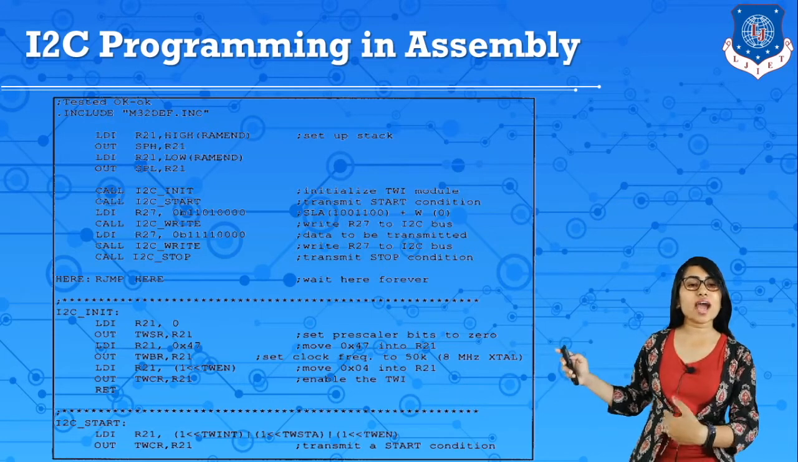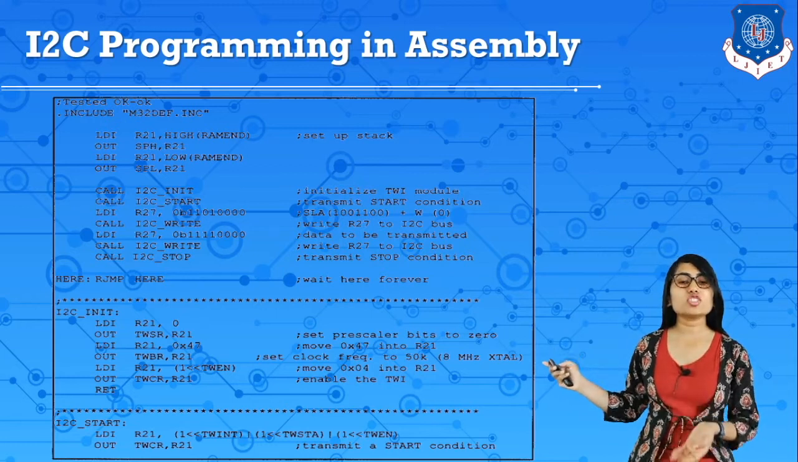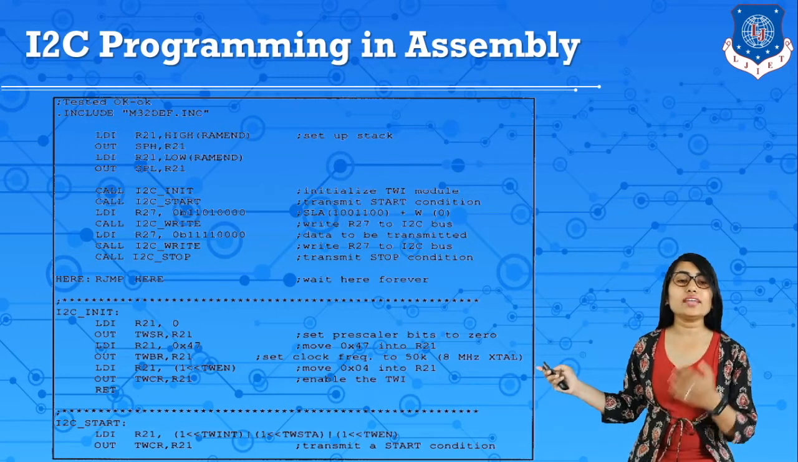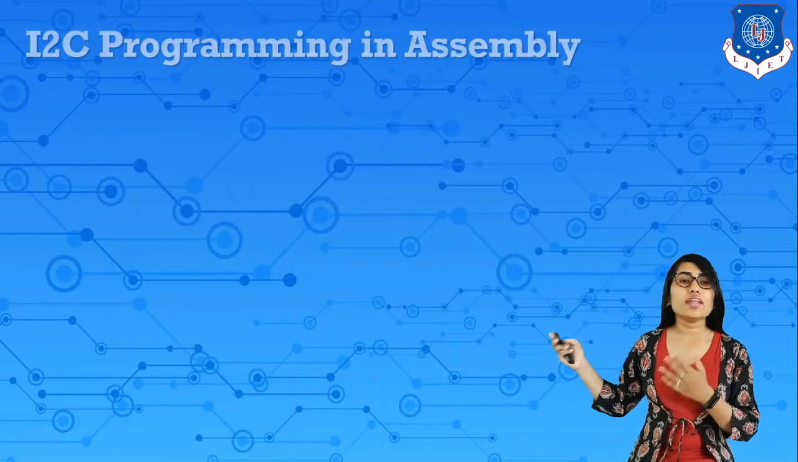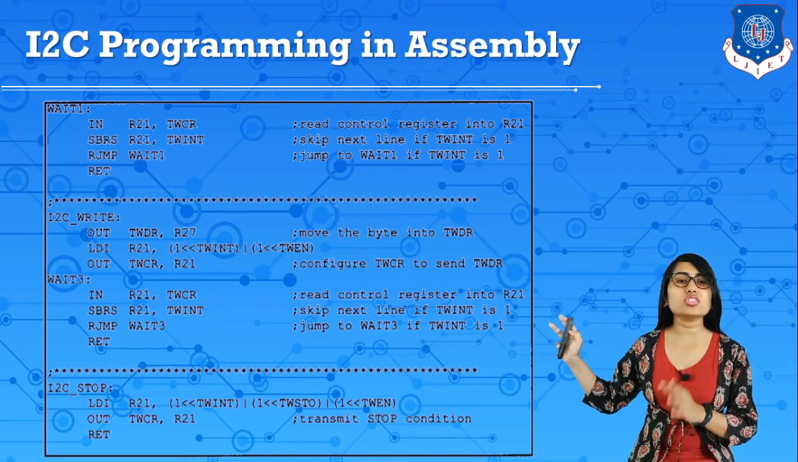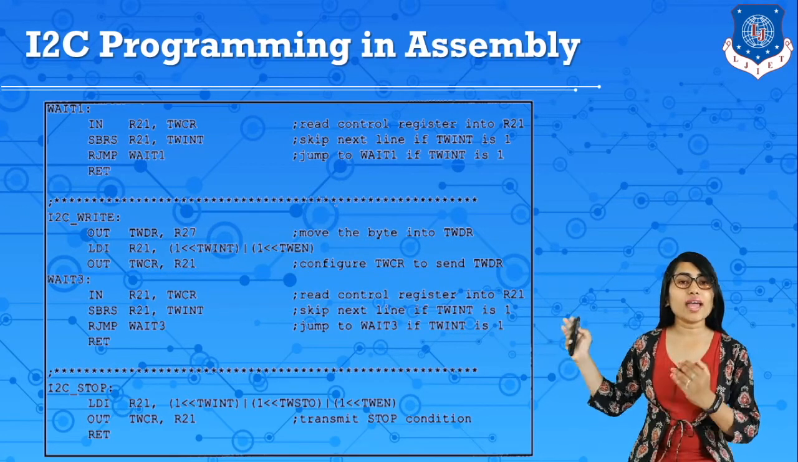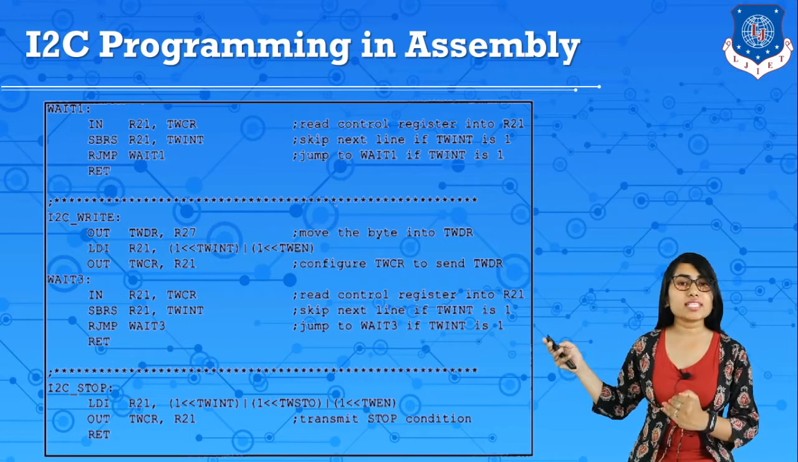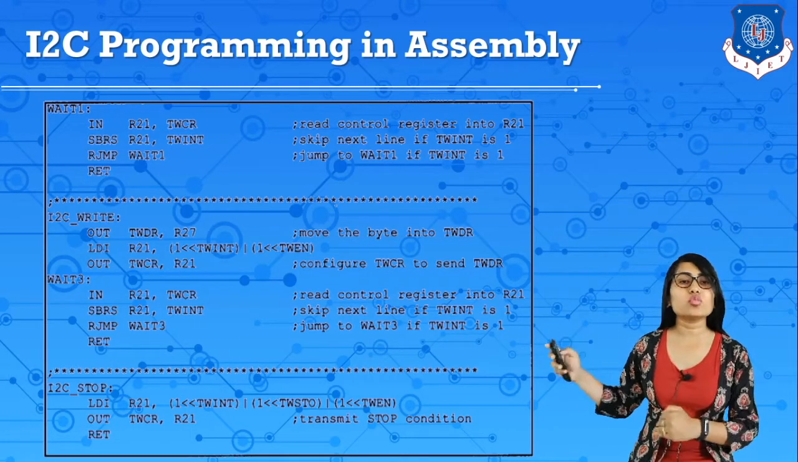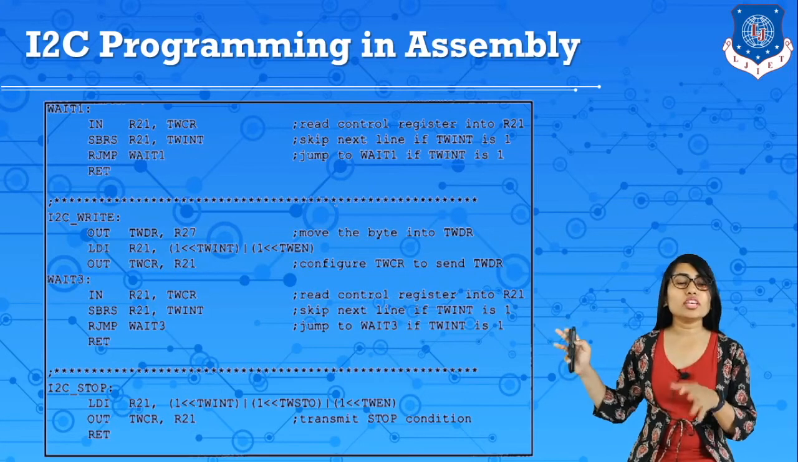Then next is I2C start. In I2C start, first transmit the start condition, and for that TWCR is used. Now this program is continued. Here we have a wait condition in which we read the control register into R21, and the next instruction is skip next line if TWINT is 1. If TWINT is 1, then return to the main program, otherwise wait here.